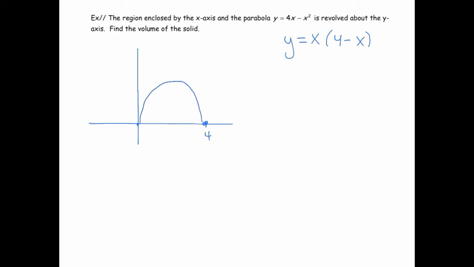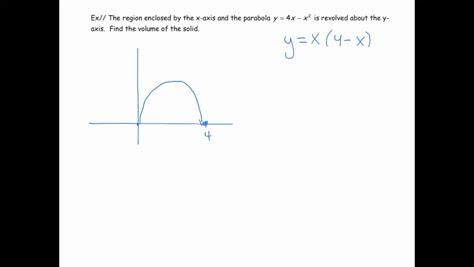So here we have a region enclosed by the x-axis and the parabola y equals 4x minus x squared. So first we need to graph that. I'm going to factor out an x to get x times 4 minus x. So (0, 0) and (4, 0) are your x-intercepts. And there's your region.